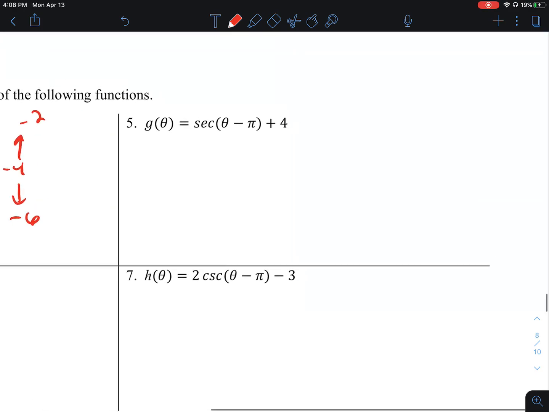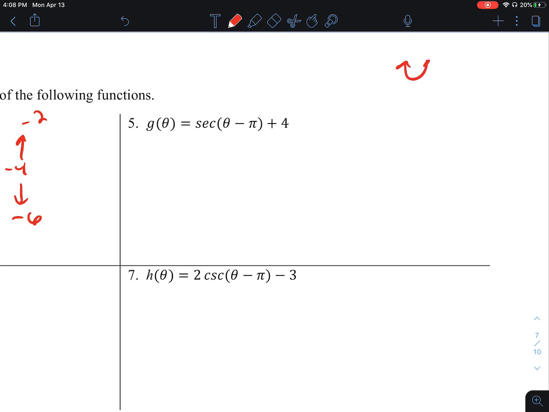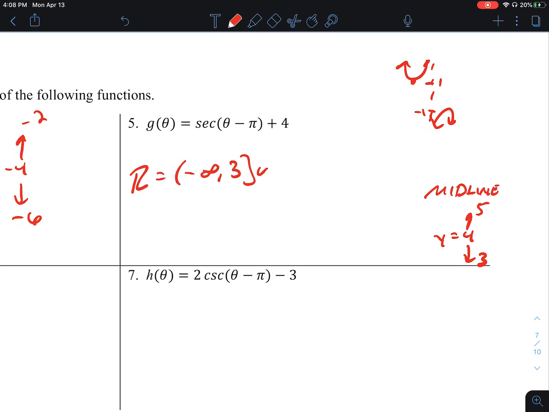For secant, the graph looks like a bunch of parabolic-like shapes with vertical asymptotes between, and normally the range goes from -infinity to -1, then 1 to infinity. This plus 4 takes the whole graph and translates it up 4. So if your midline is at y equals 4, and you go up 1 from that, you're at 5, and down 1 from that, you're at 3. So the range is going to go from -infinity to 3 inclusive, and then from 5 to infinity.